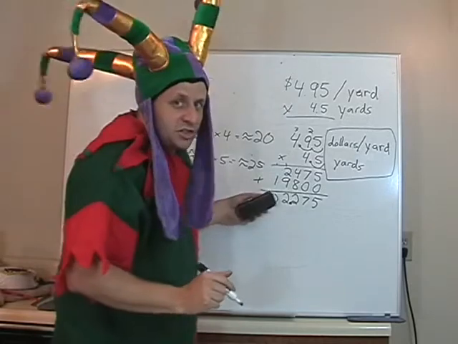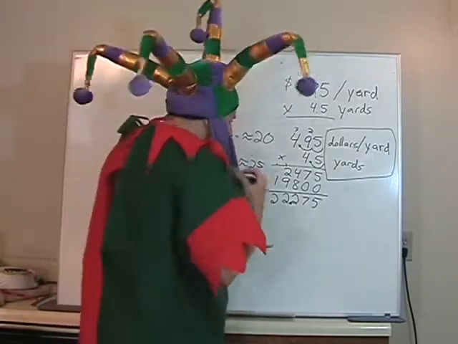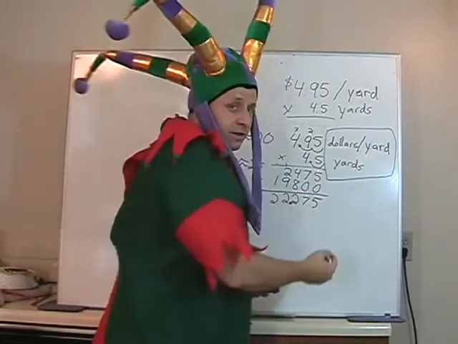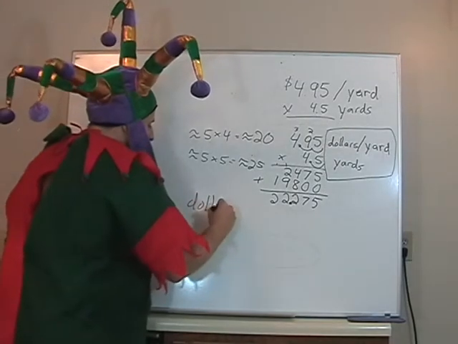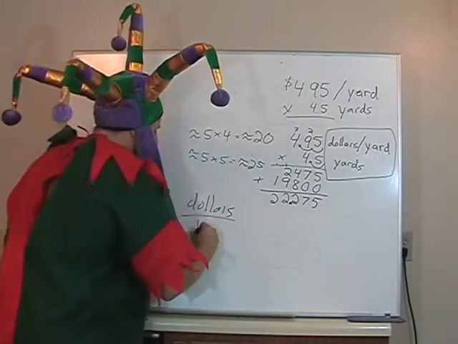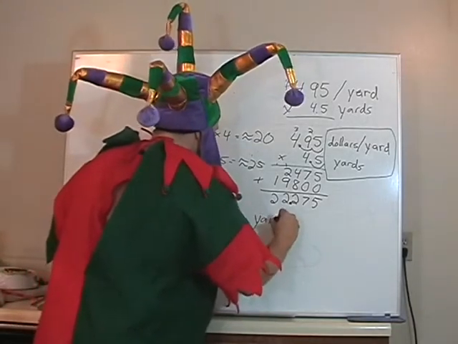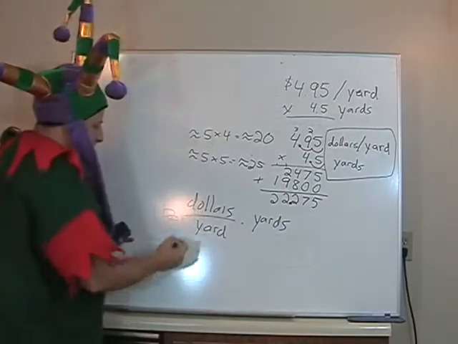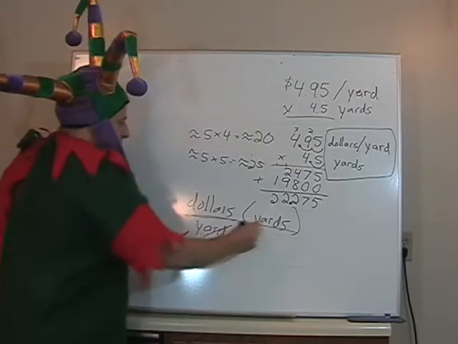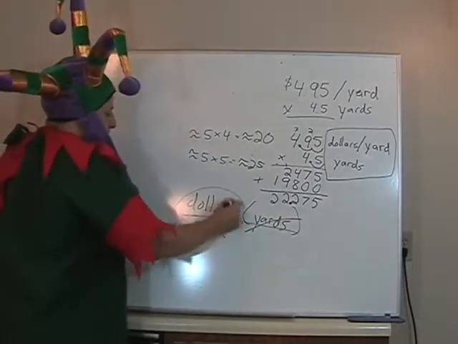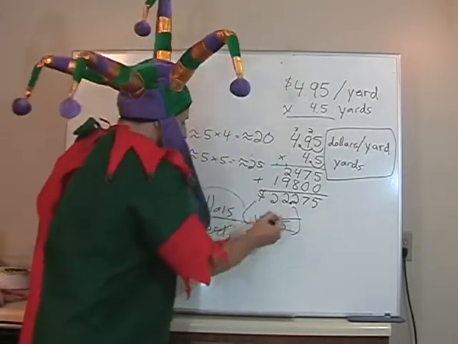Now then, this isn't just 22.275. What is it exactly we're getting? Well, look back here. We had dollars per yard times yards. So, if you do dollars per yard, and you multiply that by yards, then what do you get? Well, we're going to multiply dollars times yards and divide it by yard. Those yards are going to cancel out, and we're left with, sure enough, dollars. Makes sense, right?